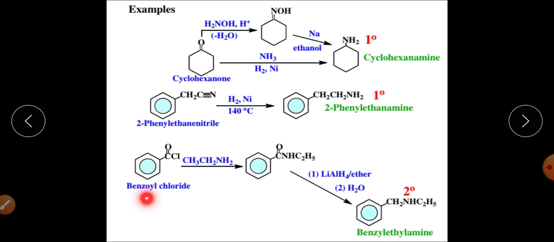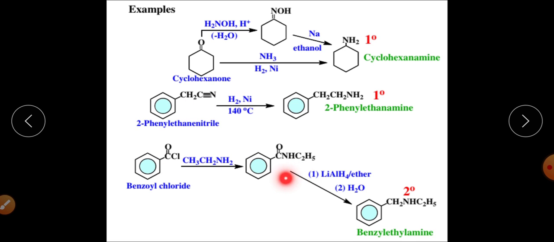This is your benzoyl chloride, and when this benzoyl chloride is allowed to react with the amine, that is ethylamine, it will get converted into N-substituted amide, and this amide on reduction with lithium aluminium hydride will get converted into benzyl ethyl amine, which is a secondary amine.